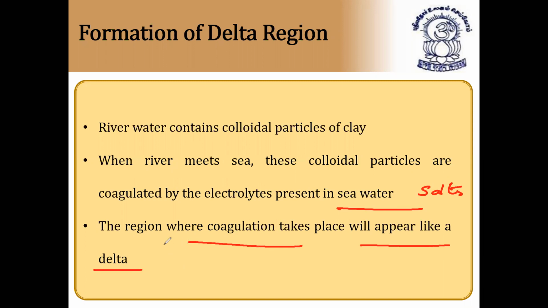Delta, I think you know what a delta is. So the region where coagulation takes place will appear like a delta. This is the natural example of formation of delta. When river water, which contains colloidal particles of clay, meets the sea, these particles are coagulated by the electrolytes present in seawater, forming a delta. I hope it is clear. So these are the natural colloids we have in the atmosphere.